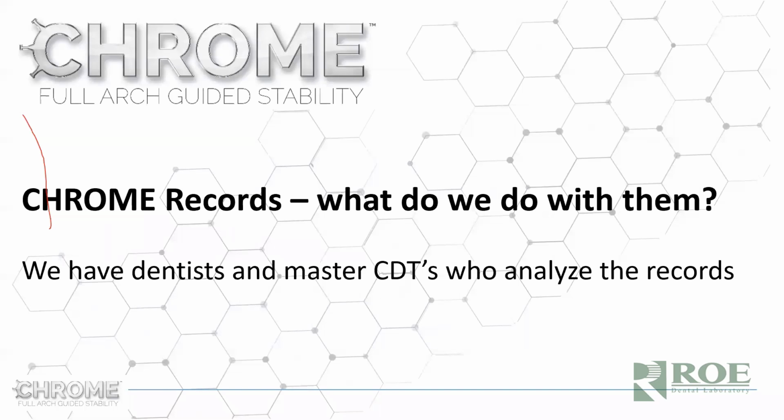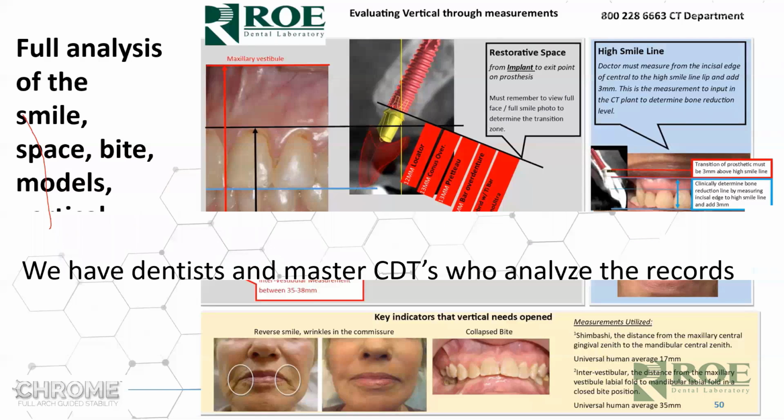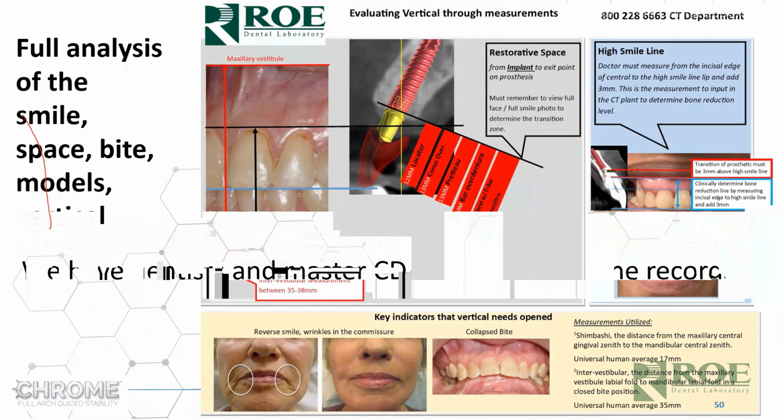We have a couple of dentists whose full-time job is analyzing casts, doing these case workups. And I think we do a very good job with this. These are all very challenging cases, just about every single one of them. We go through a rigorous analysis of the records, analyzing the smile, the bites, the models, the vertical needed for prosthetics, reverse smile lines, gummy smiles, just the whole range of things that we need to analyze for full arch. We go through that with every single case.